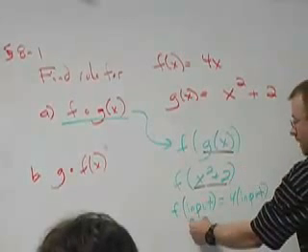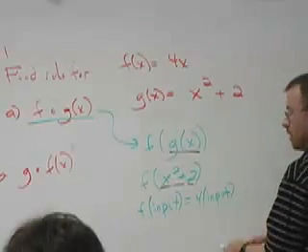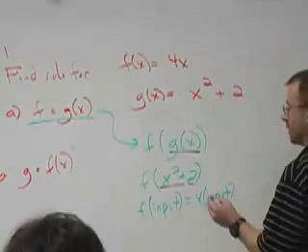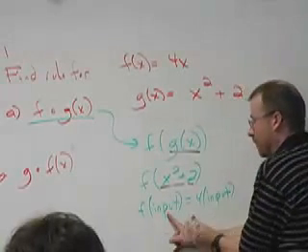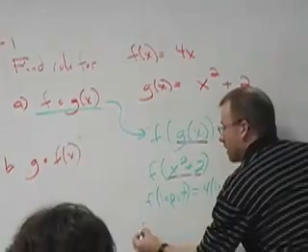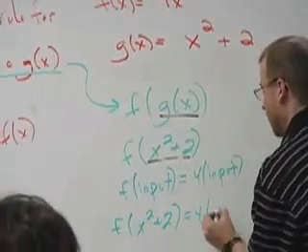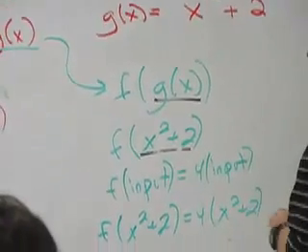Now, what's my input into the f function? My input into the f function is x squared plus 2. So in the last line of my solution, I simply rewrite this and I replace the word input with my problem-specific input. So this becomes f of x squared plus 2 equals 4 times x squared plus 2, and this is my final answer.